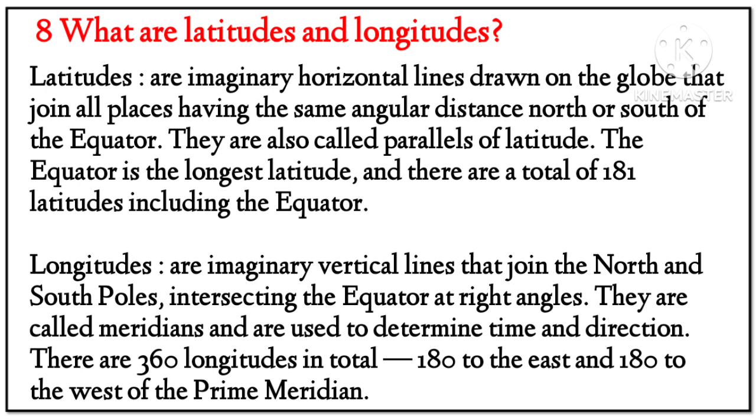Longitudes are imaginary vertical lines that join the north and south poles. Intersecting the equator at right angles, they are called meridians and are used to determine time and direction. There are 360 longitudes in total, 180 to the east and 180 to the west of the prime meridian.